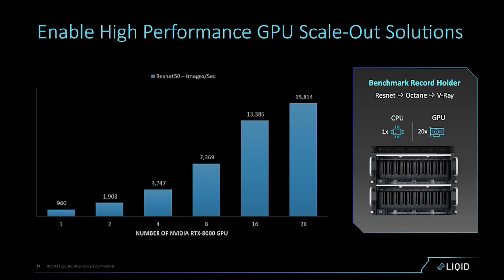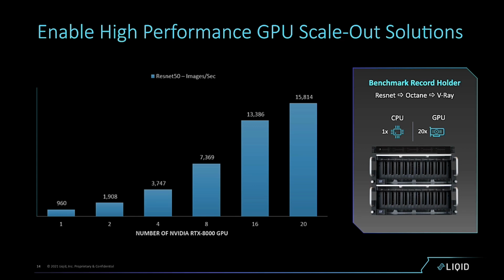What does that buy you from a performance standpoint? For our customers who are interested in deploying this in AI ML environments, we are the benchmark holder for ResNet, Octane, and V-Ray. And this is with an RTX 8000. We do have some new numbers coming out with A100s and A10s, and we'll update that. But 20 GPUs connected to a single server with 15,814 images per second is pretty impressive, and doesn't take up a whole lot of space, to be honest.